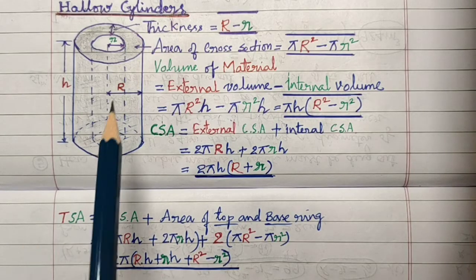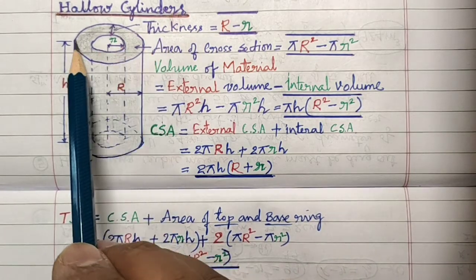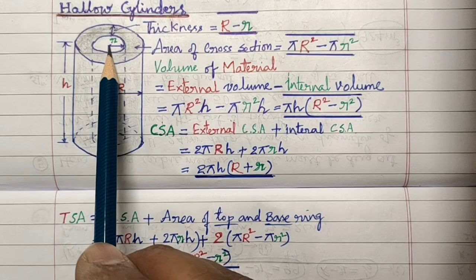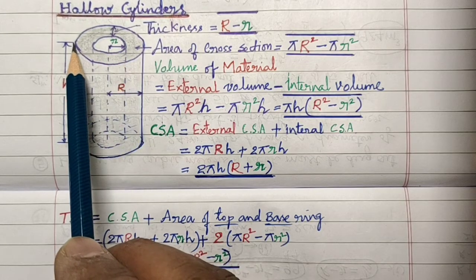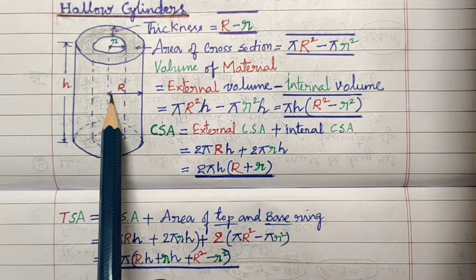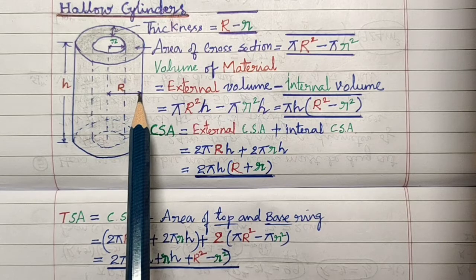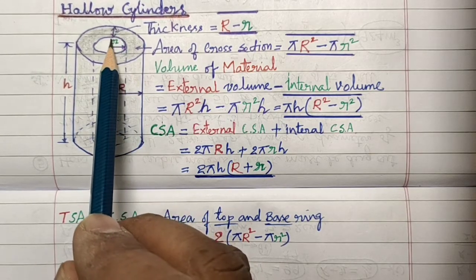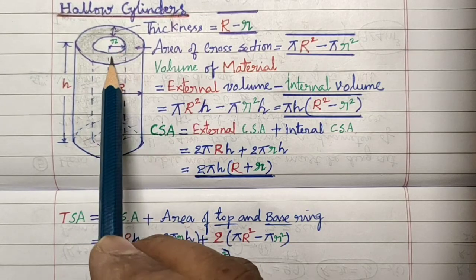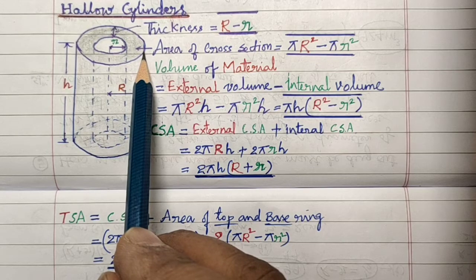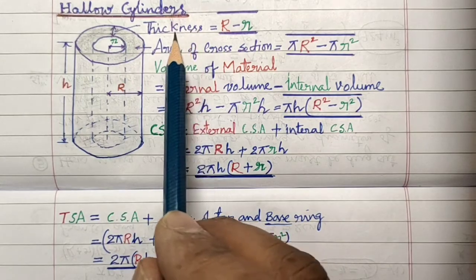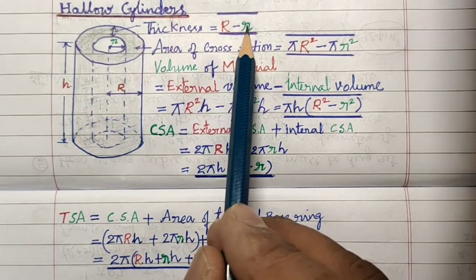Now let us study hollow cylinders. This is a total cylinder. There is a hollow inside this of smaller radius, and the height of the bigger cylinder and the hollow cylinder is the same, that is h. The radius of the outer cylinder is R. This is the thickness of the hollow. The outer radius, the external radius, minus this radius will give the thickness. Therefore, thickness is equal to R minus r.